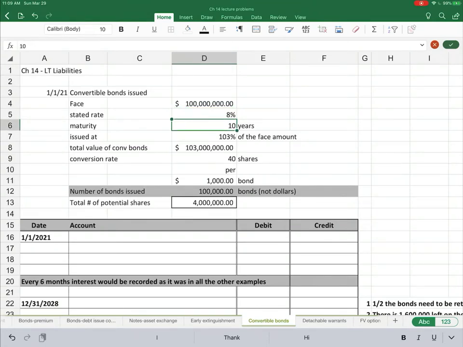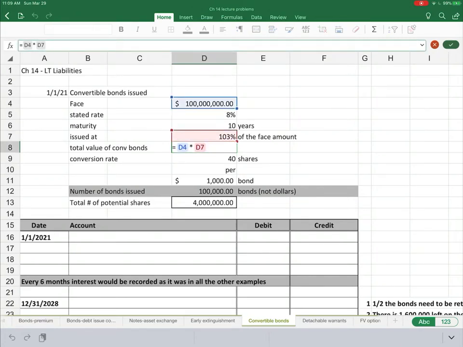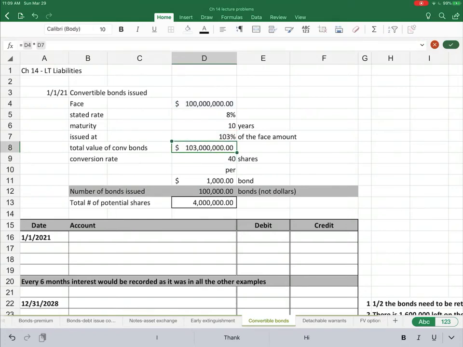Our stated interest rate is 8%. It's a 10-year maturity period. They were issued for 103% of face. So notice the calculation, $100 million times 103% gives us $103 million. The conversion ratio is 40 shares per one bond, and each bond has a value of $1,000.